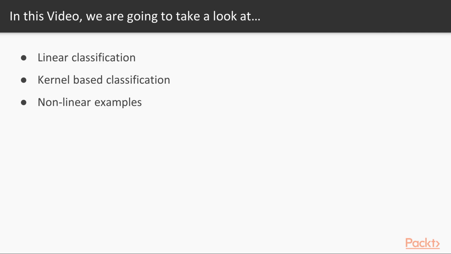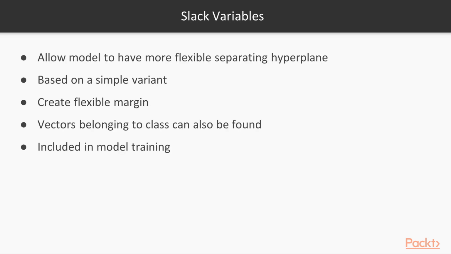In this video we're going to take a look at linear classification, kernel-based classification, and some non-linear examples. In order to allow the model to have a more flexible separating hyperplane, all Scikit-learn implementations are based on a simple variant that includes so-called slack variables. The introduction of these slack variables allows us to create a flexible margin so that some vectors belonging to a class can also be found in the opposite part of the hyperspace and can be included in the model training.